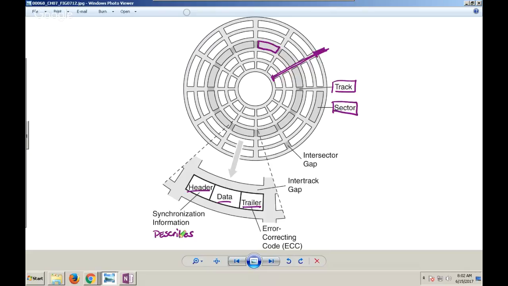So, back to the concepts of a hard drive itself, right? So we have the platter, right? Okay.